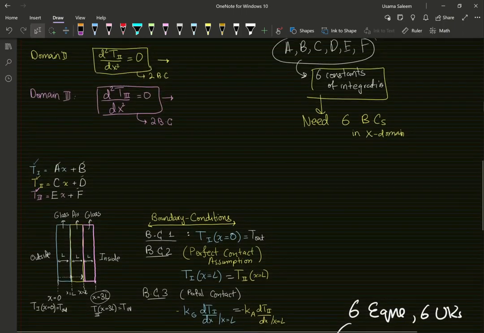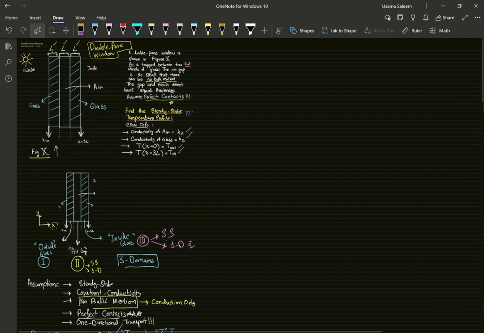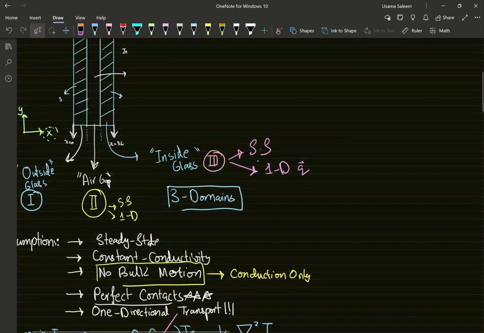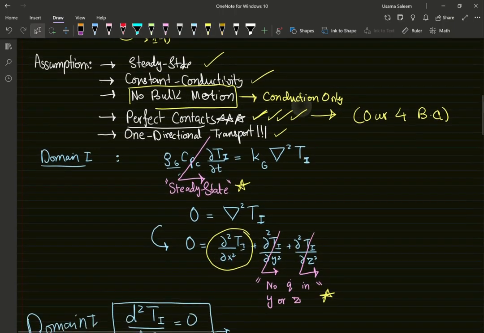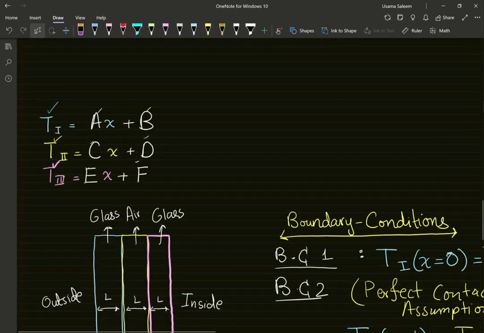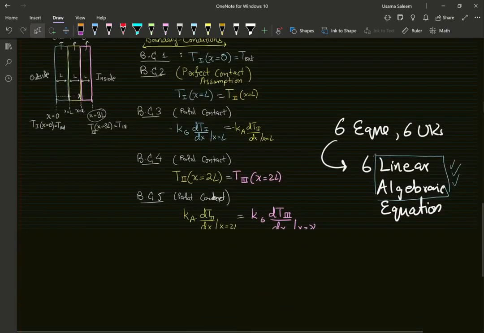Let me go back and revisit my assumptions for a second. These are the assumptions: steady state, constant conductivity, no bulk motion, conduction, perfect contacts. We dealt with that. This gave us our boundary conditions, a total of 4 boundary conditions, boundary condition 2 through boundary condition 5. One directional transport. There's got to be an easier way. And it turns out there is, and that's going to be my segue into the next video.